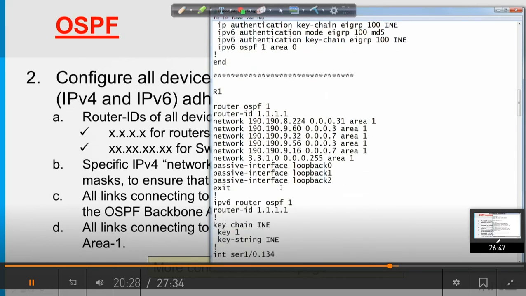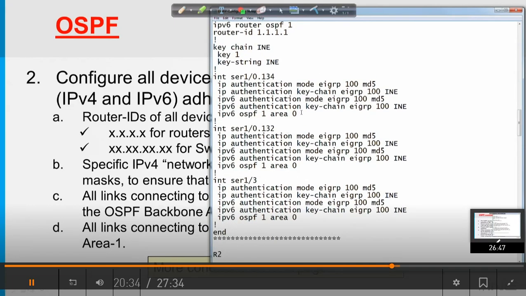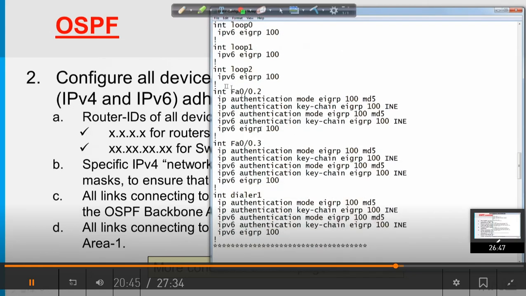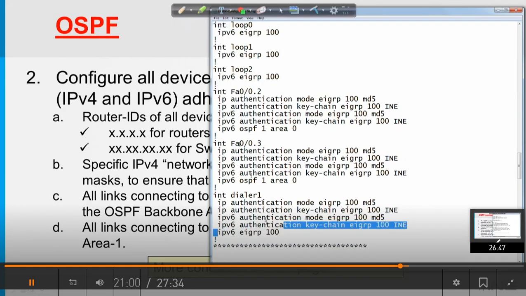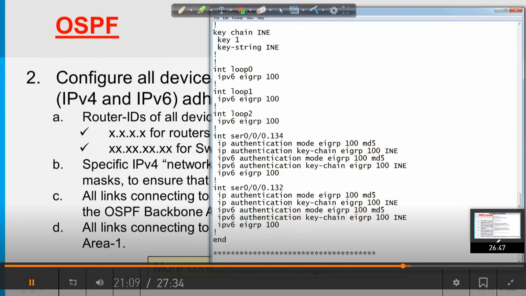Okay, router 1, yeah, that's where I made a mistake. So router 1, all of his interfaces are in area 1. Great. Router 2, all of his interfaces are in area 0. Okay, so we can keep copying and pasting there. Router 3, all of his interfaces are in area 1.